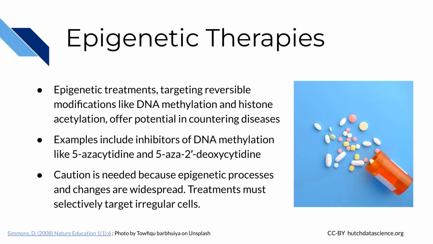Epigenetic treatments targeting reversible modifications like DNA methylation and histone acetylation offer potential in treating diseases. Examples of drugs include inhibitors of DNA methylation. Caution is needed because epigenetic processes and changes are widespread across the body. To avoid inadvertently inducing cancer in normal cells, treatments must selectively target irregular cells.